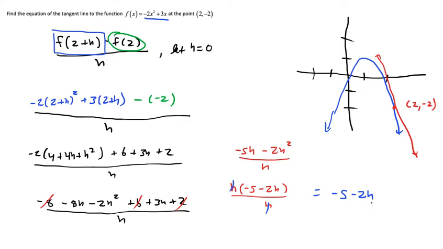Now what happens when h is equal to 0 here? When h is equal to 0, of course, this part just goes away. So what's our final answer? It's negative 5. So what does that mean? It means that the slope of this red line here is negative 5.